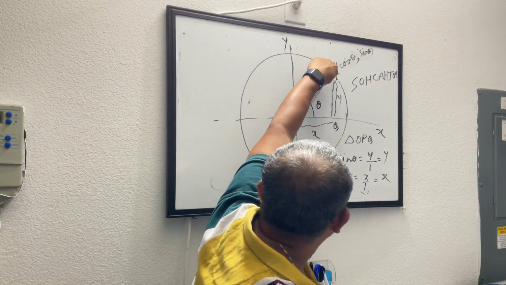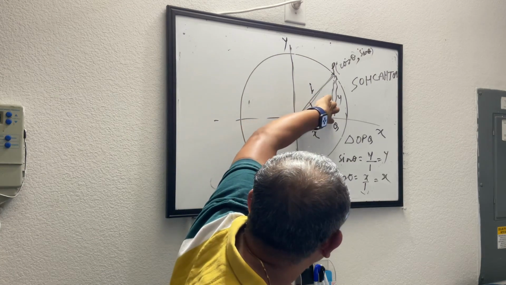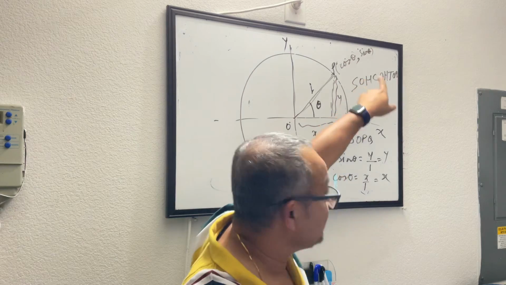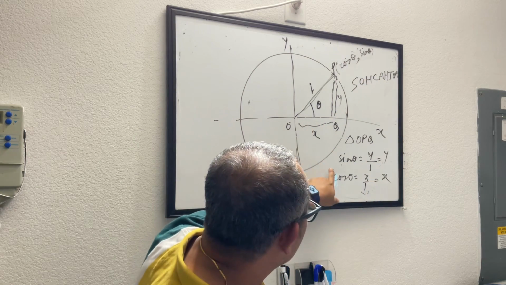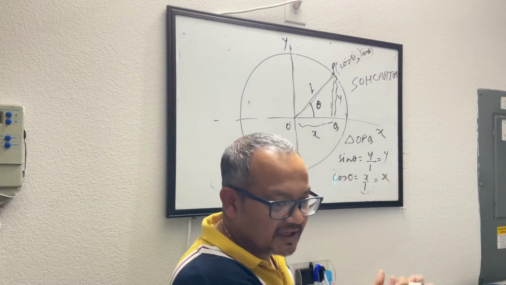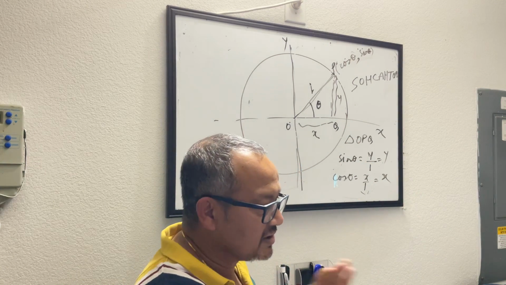So when I drop a perpendicular from here to here, this is my x and this is my y. That is how my coordinates were x and y. Now we are looking at what is my sine theta and cos theta. We are relating this unit circle with the understanding of sine, cos, trig functions.